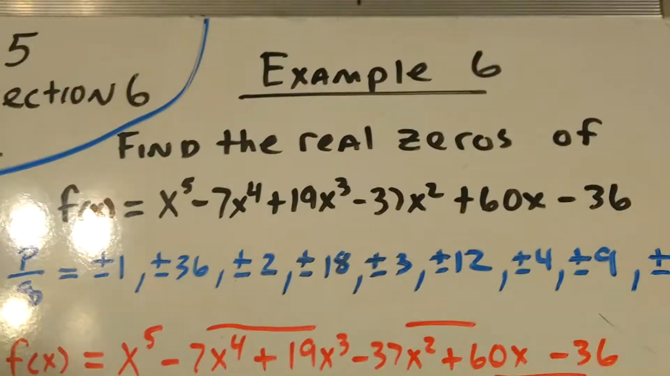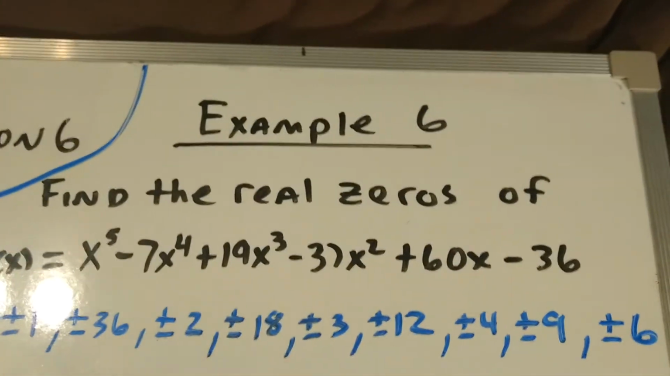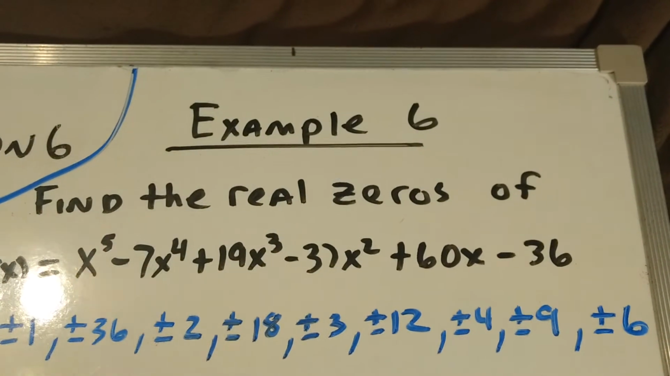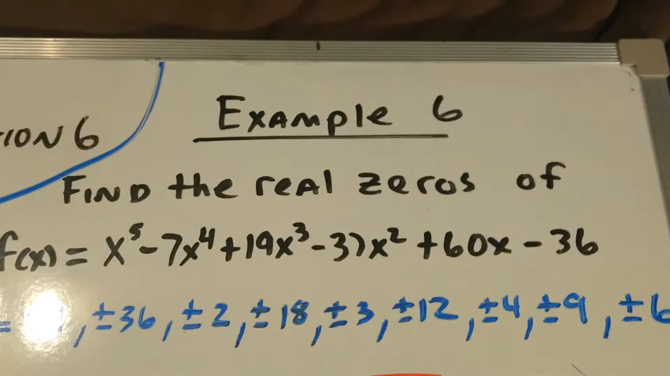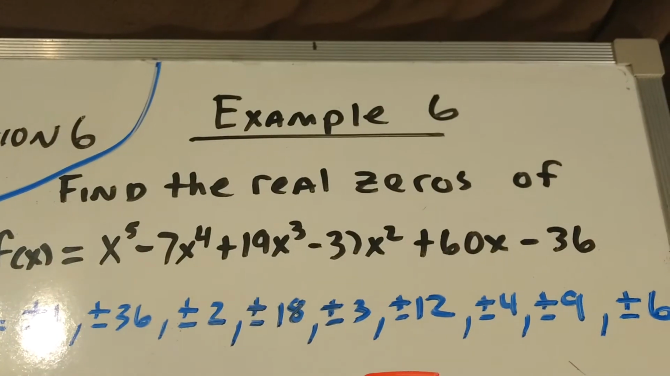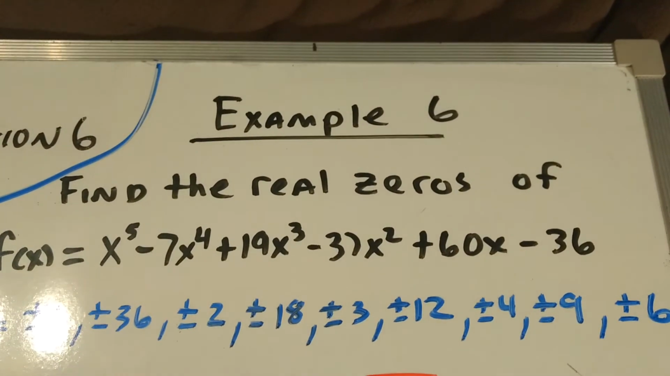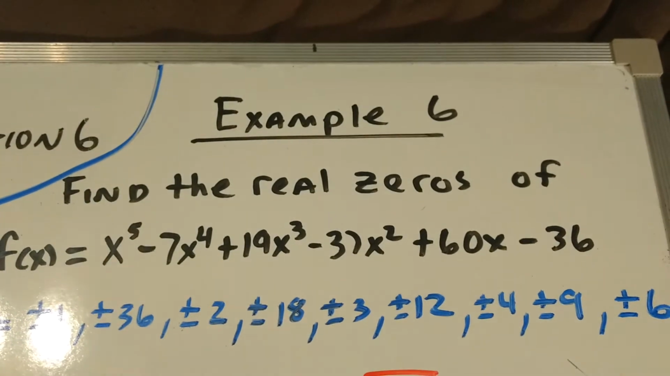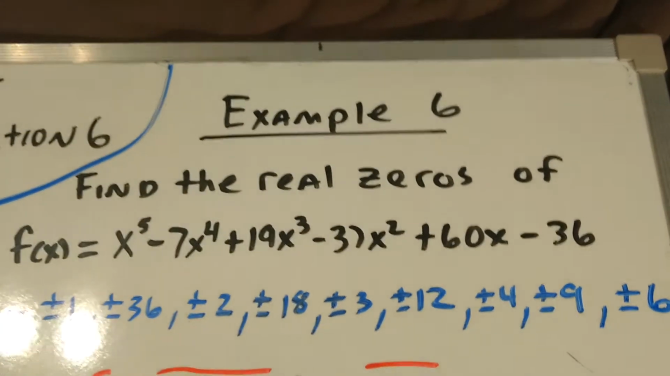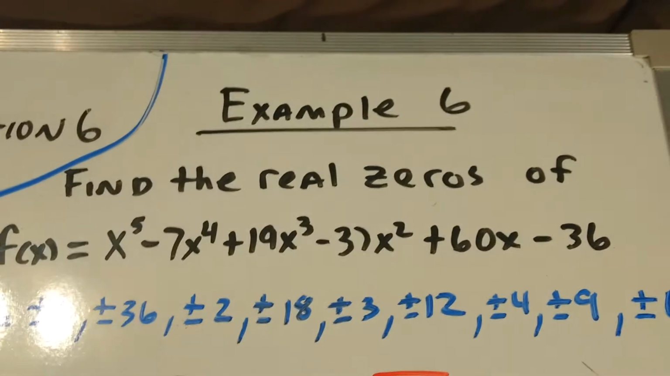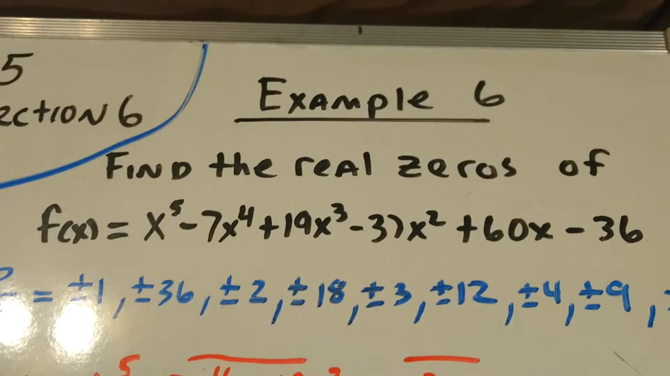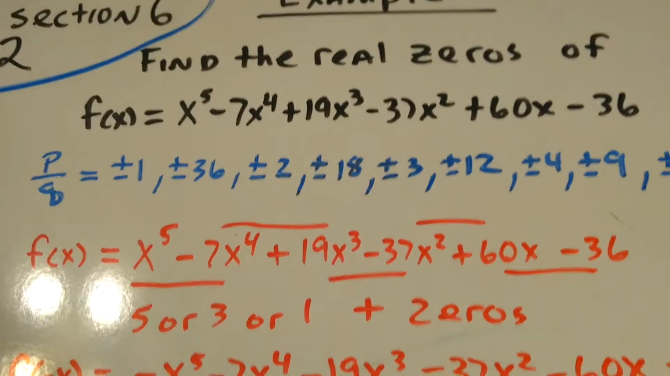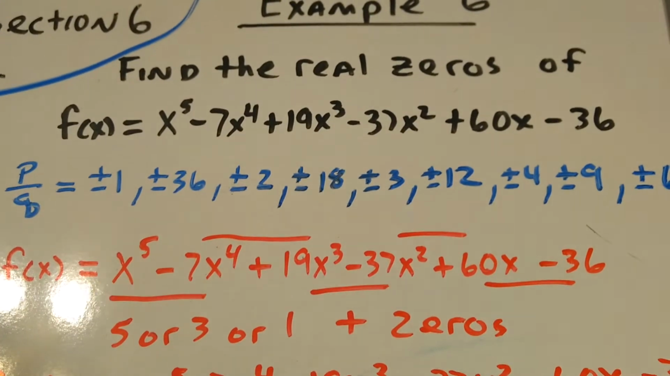Alright, here's example 6. A little bit more involved polynomial. It says find the real zeros if f of x equals x to the fifth minus 7x to the fourth plus 19x cubed minus 37x squared plus 60x minus 36. This happens to be in perfect descending order: 5, 4, 3, 2, 1, 0. We do the p's over the q's. Got a lot of p's over the q's.